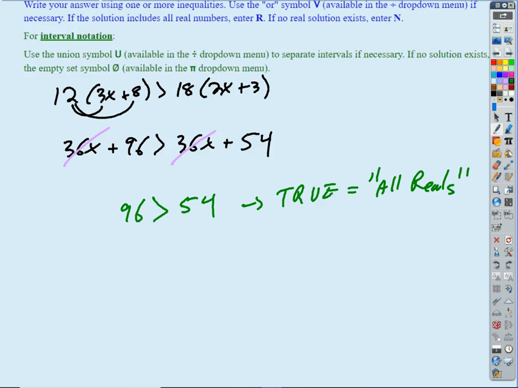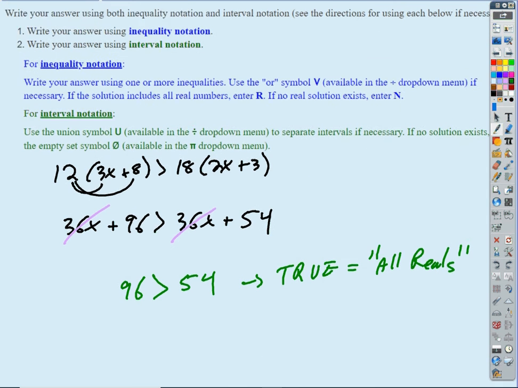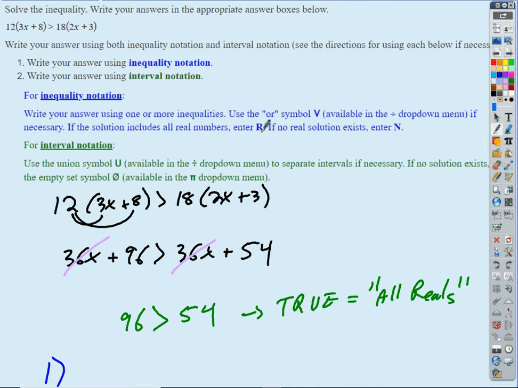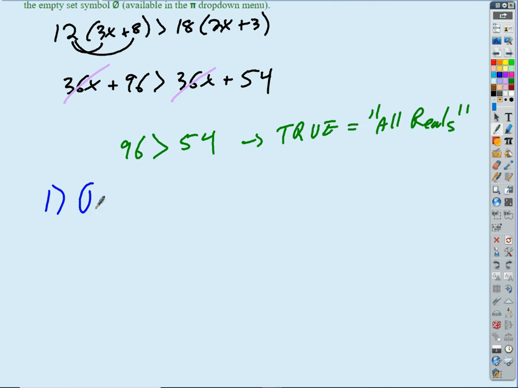So let's look at our two kinds of answers then. For inequality notation, how would we say all reals? Just capital R, just a regular capital R. It's too hard to go find that real number thing, so we just put a capital R for all reals. What about for part 2 though?